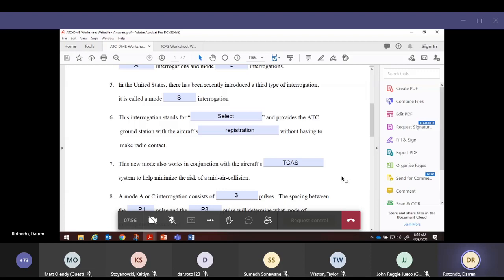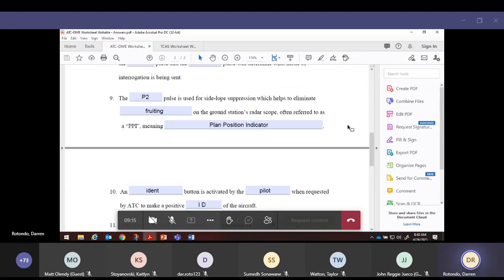Question 9, the P2 pulse, that pulse is known as a side lobe suppression pulse, and that pulse is going to help to eliminate what the proper wording is, fruiting or garble, on the ground station's radar scope, which we refer to as the plan position indicator. And remember, P2 is sent in an omnidirectional fashion, always 2 microseconds after P1, and its purpose in life is to stop your transponder from replying to false side lobe interrogations. And that's usually going to happen when you're closer to the air traffic control site.